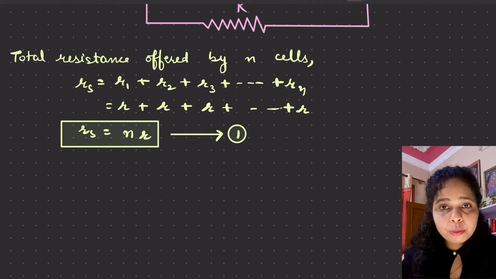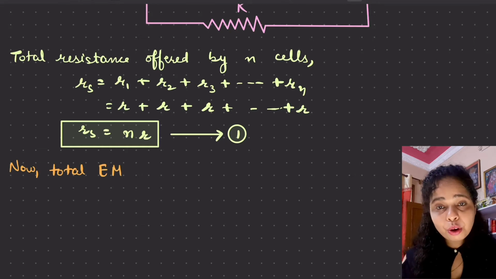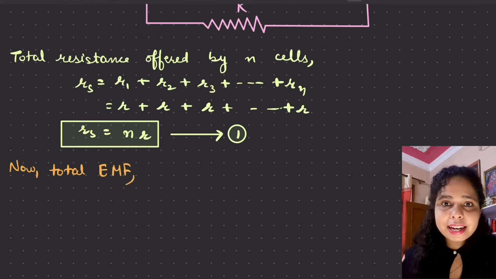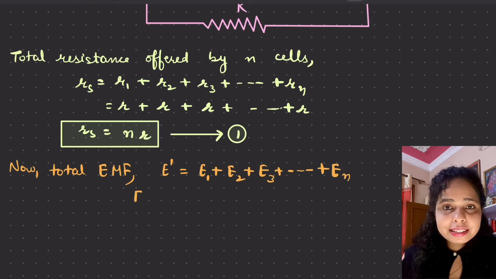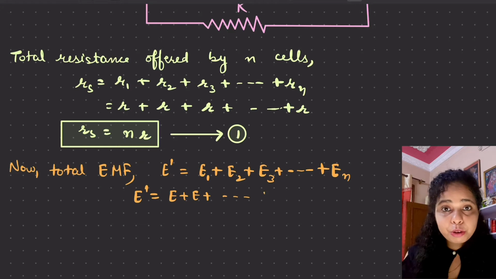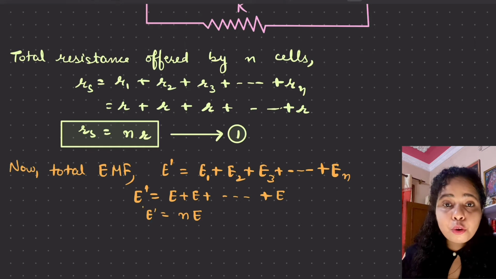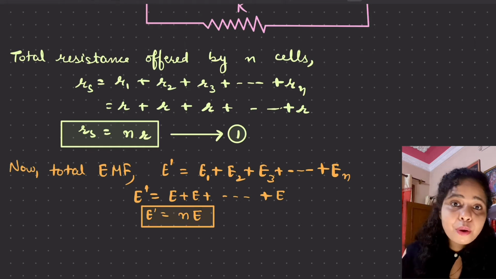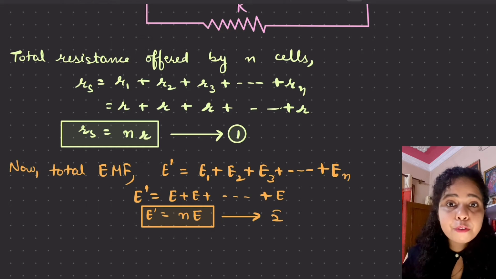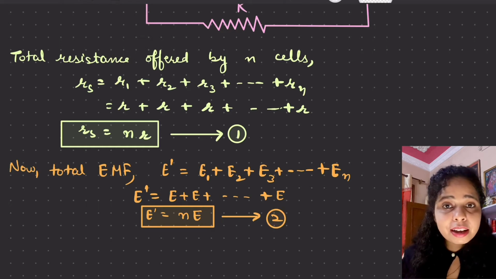Now we have to talk about the total EMF. When we are talking about the total EMF, in case of series combination, this total EMF is added up. So total EMF E is equal to E1 plus E2 plus E3 plus and so on up to En. So total EMF in this case is going to be nE. So this is the expression for the total EMF. As we have calculated the total resistance which is offered by the series combination of cells, we have also calculated the total EMF of n number of cells when these cells are grouped together.